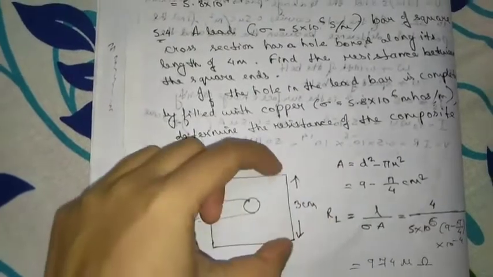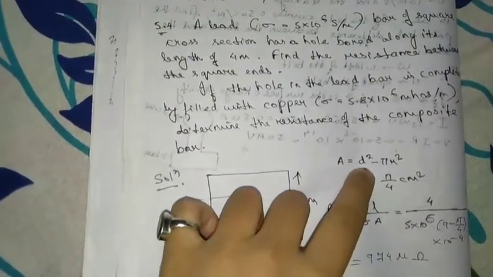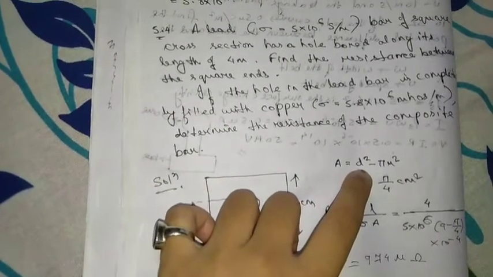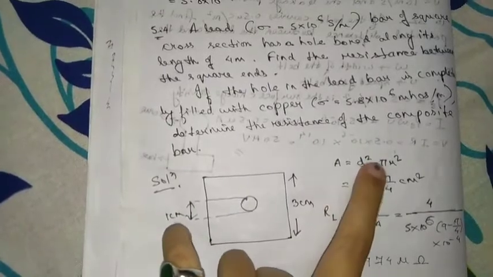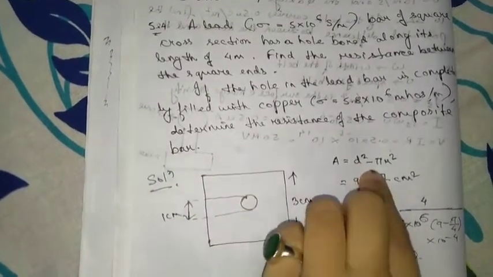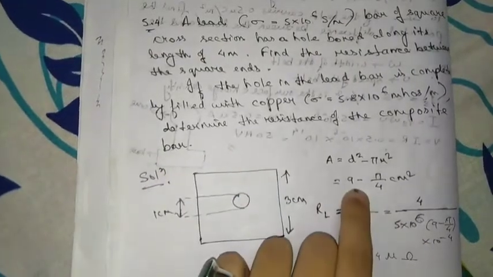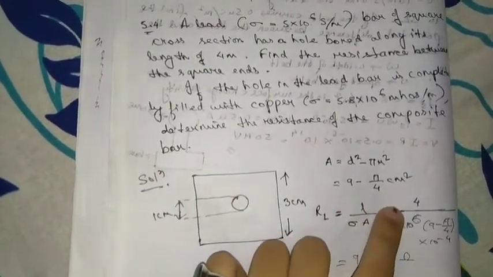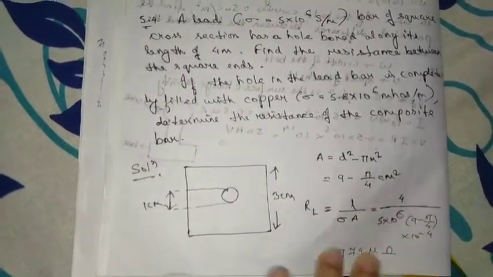So what will be the area? This whole minus that, that is the square. We know the formula of area of square is side square. So the area of the square minus the area of this circle gives us 9 minus pi by 4 centimeter square. Length is given as 4 meter, or you can convert it into centimeter.